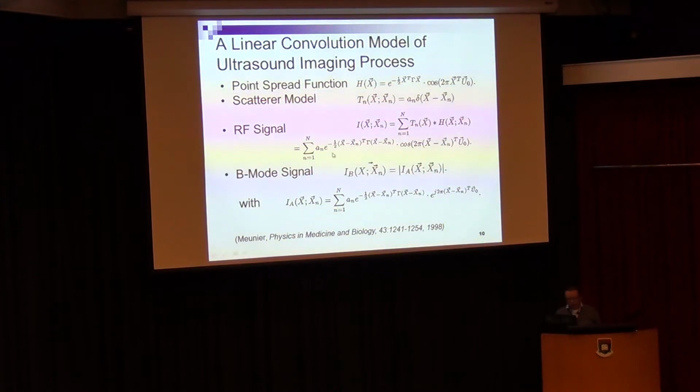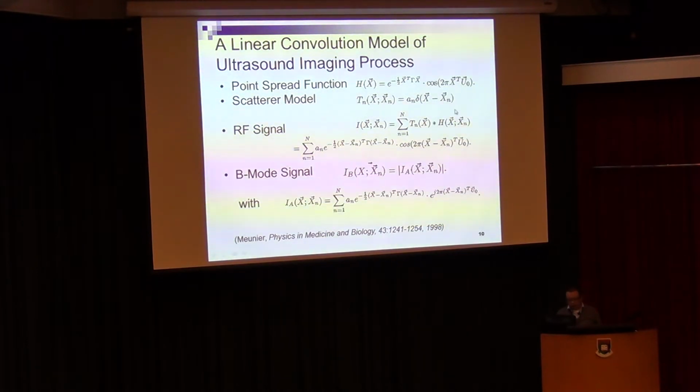The commonly used signal in ultrasound is the so-called B mode. B stands for brightness. So the B mode signal will be the analytical signal derived from this RF signal. How do we derive the analytic signal from the RF signal? Basically, we change this cosine function into the complex harmonics.